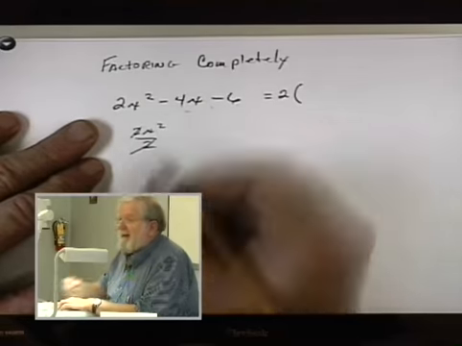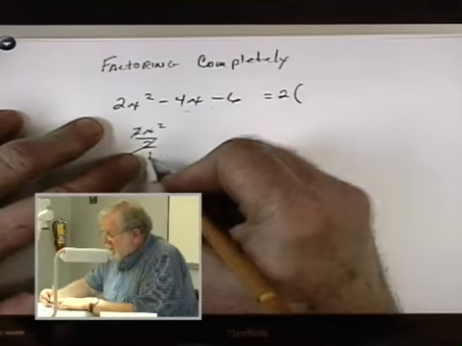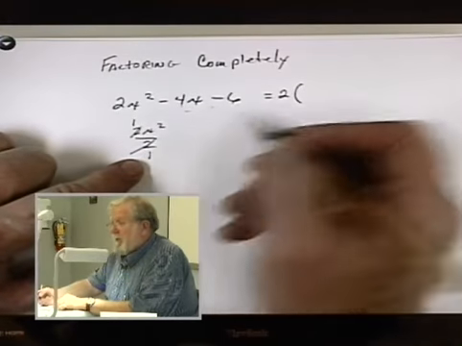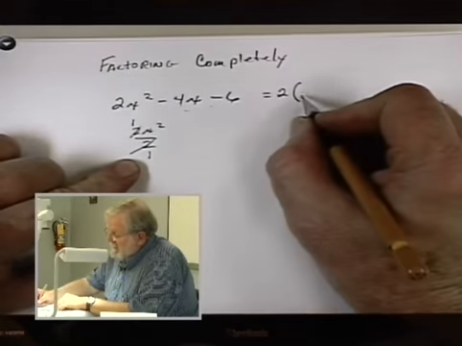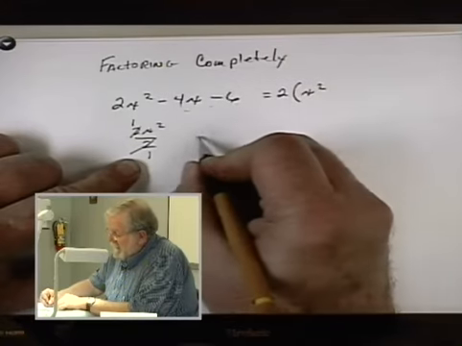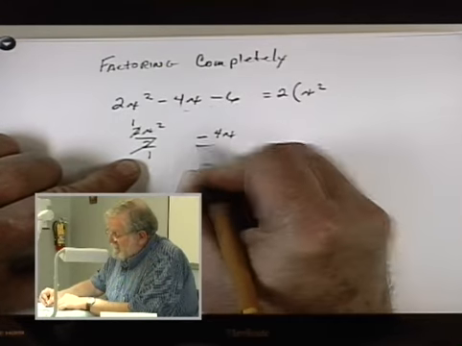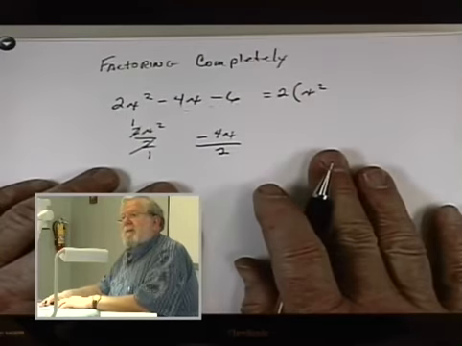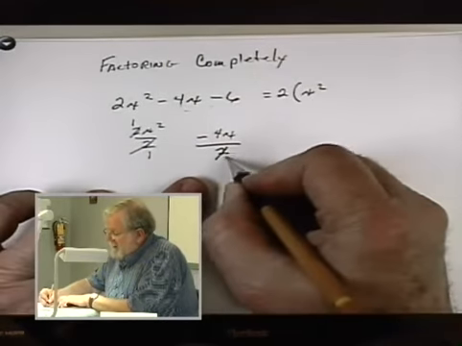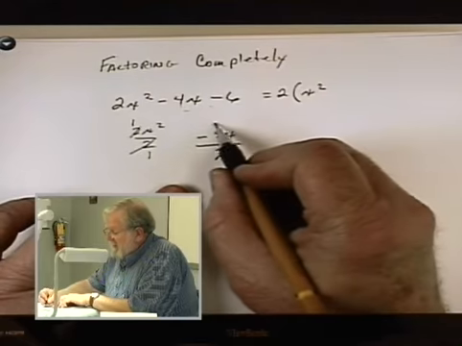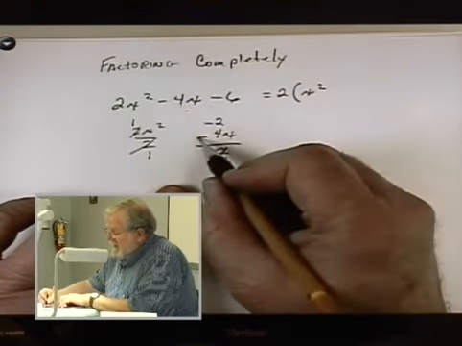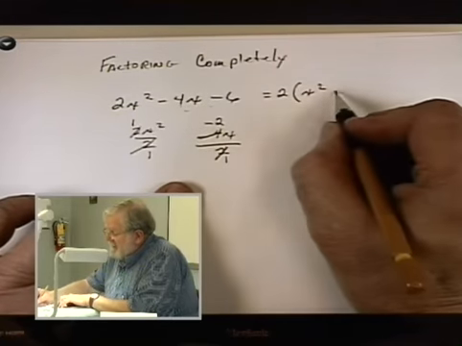Yes, this cancels, right? Becomes 1. 2 goes into 2 once. 2 goes into 2 once. So that's 1 times x squared over 1. That's x squared. So let's do this. Divide a negative 4 by 2. 2 goes into 2 one time. 2 goes into a minus 4 minus 2 times. So this is minus 2x.